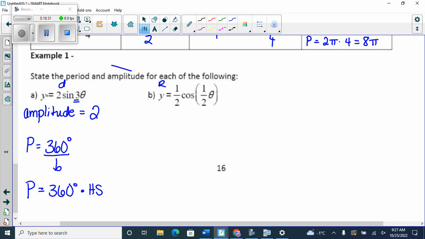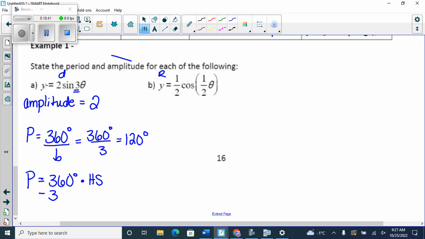You're back. Okay. So we can either go 360 divided by the actual b value, which is 3, so you get 120, or you can do 360 degrees times the horizontal stretch factor, which is the flip of 3, so a third, and you get 120. Same answer. I don't care which version. You don't have to show both, right?